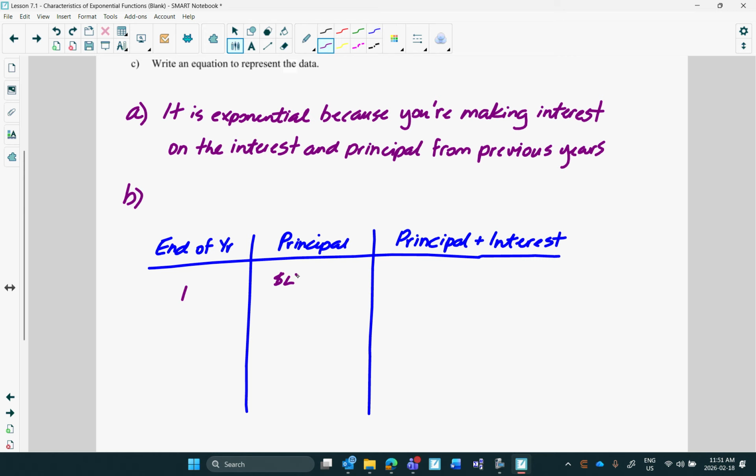remember, our principal, the amount we originally invested, is $4,000. We're about to calculate the interest. What's an easy way to calculate interest? Don't just do 4% of 4,000 and then add it. There's a quicker way. 4,000 times 1.04. Because what you are doing is taking your principal and multiplying it by a whole amount of principal and 4%. So if you do 4,000 times 1.04, you're going to get 4,160.